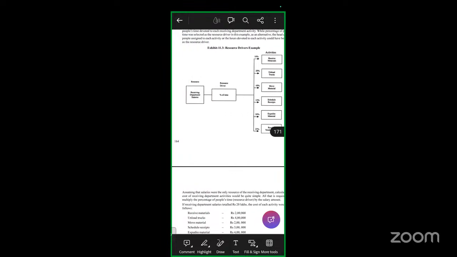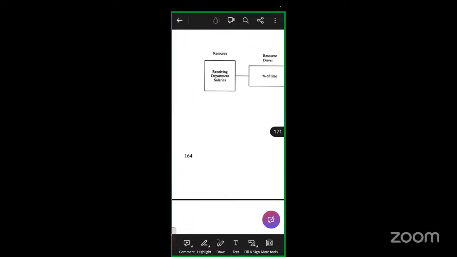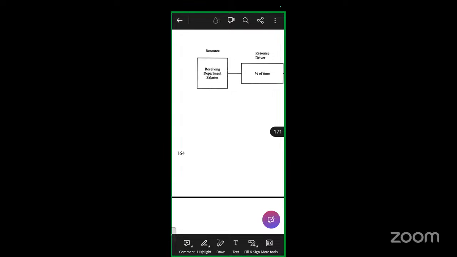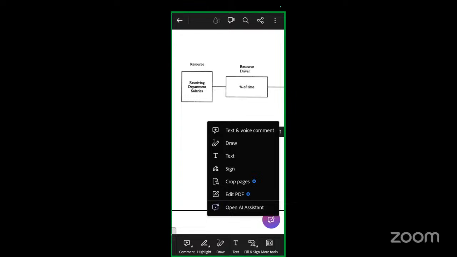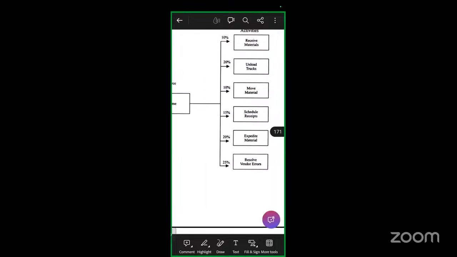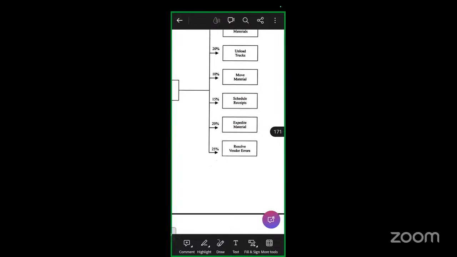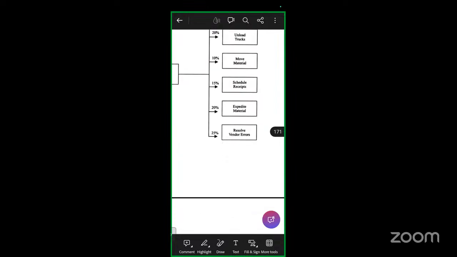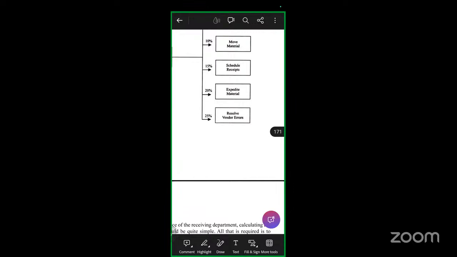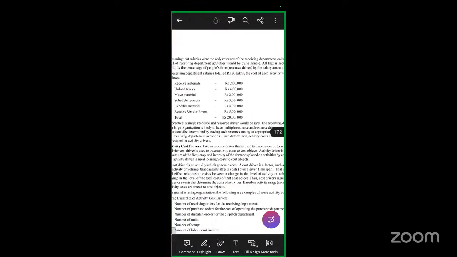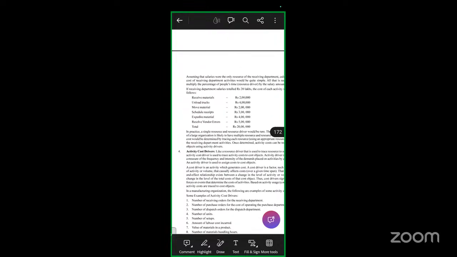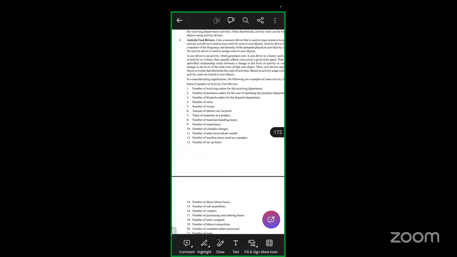You can see this is like receipt department salaries, resource driver, percentage of time. Then we'll classify it into activities: receive materials 10%, unload to truck 20%, move material 10%, schedule receipts 15%, inspect material 20%, and 25% is resolve vendor errors. So these are the costs. Now we'll call this the total cost. We'll call these activity cost drivers.